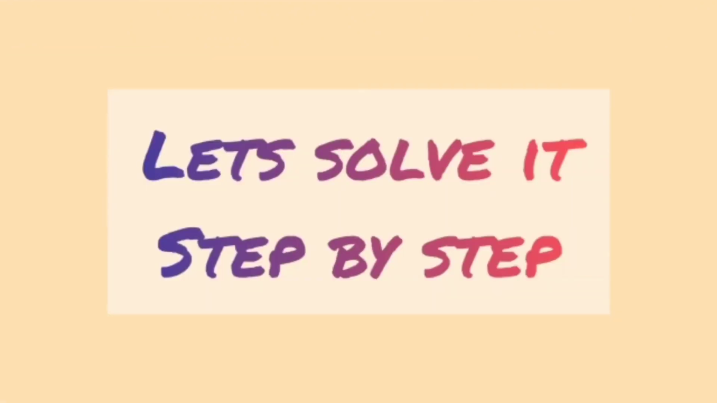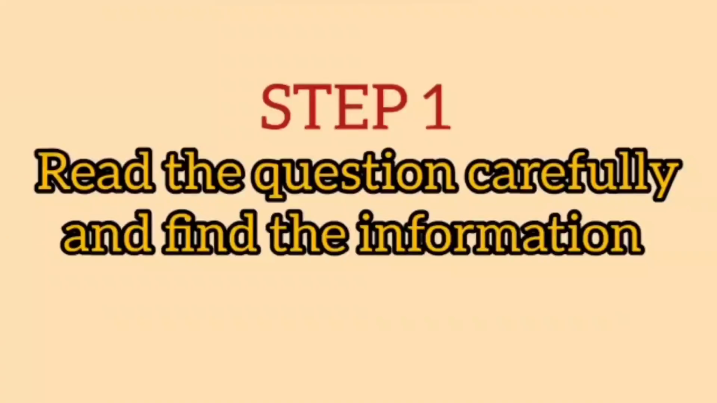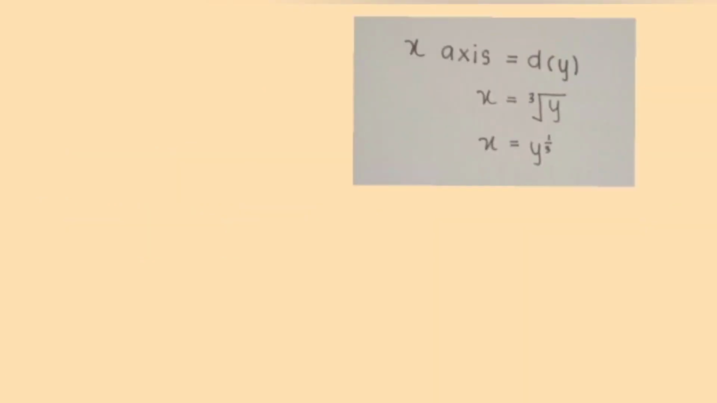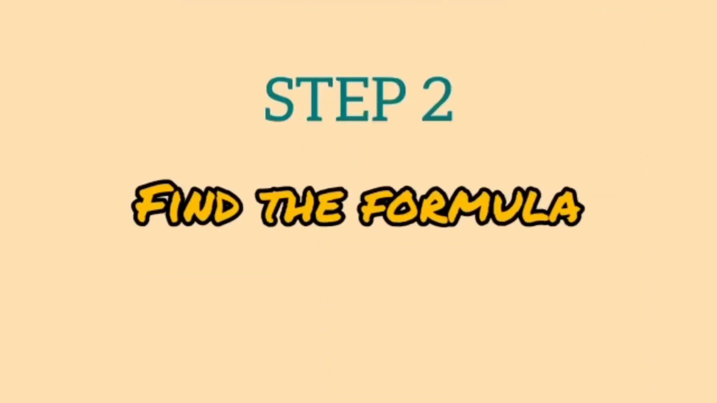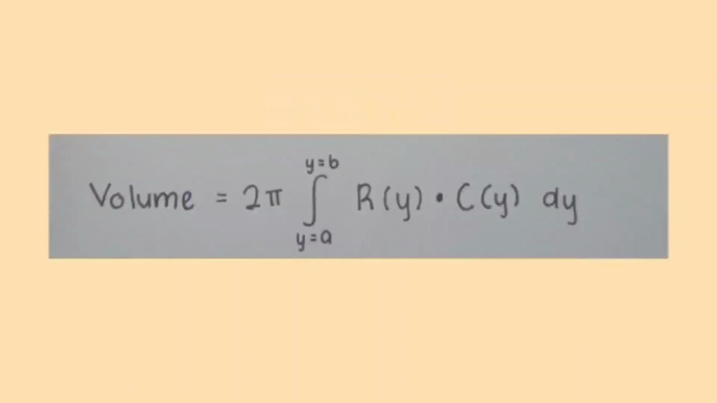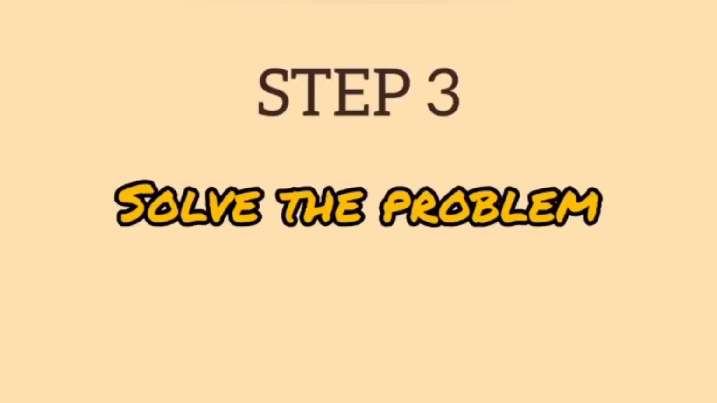Now, let's solve it step by step. Step 1. Read the question carefully and find the information. From the question, we know the pool was revolved about the x-axis, so this is the information that we get. Step 2. Find the formula. And now, for step 3, solve the problem.